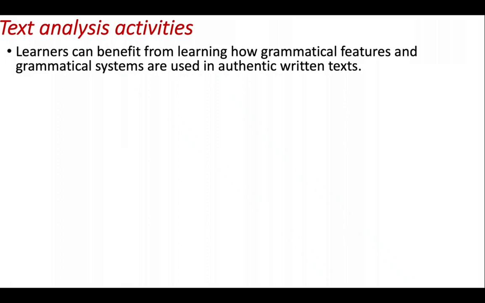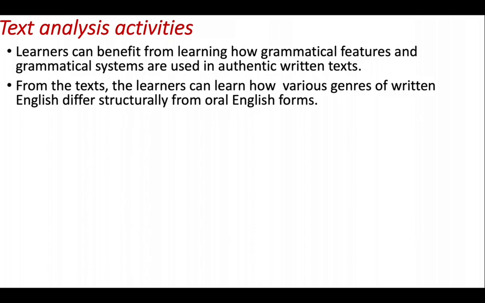These types of activities are very crucial in teaching our learners the different types of grammatical features, for example, or just writing features of the different texts that exist in authentic texts. We mean texts that are meant for communication, for the real world, and not meant for language learning. From the text, the learners can learn how various genres of written English differ structurally from, let's say, oral to written text. Like, how do they differ? They get to see that when we give them this type of activities.